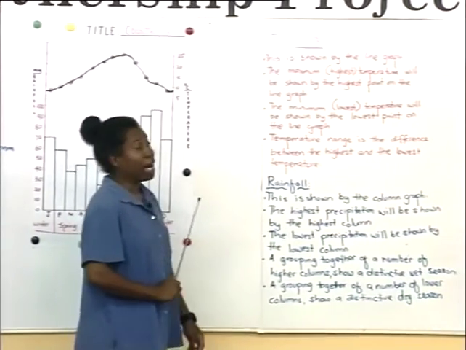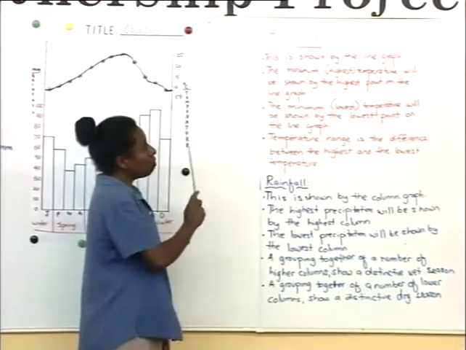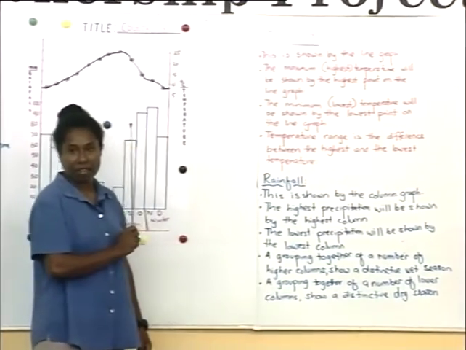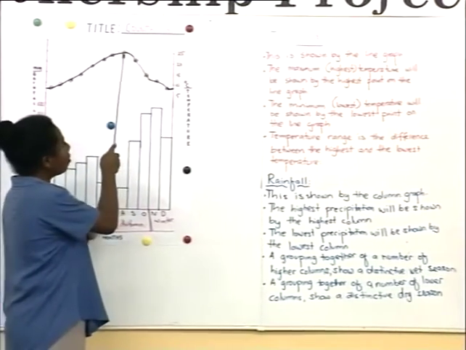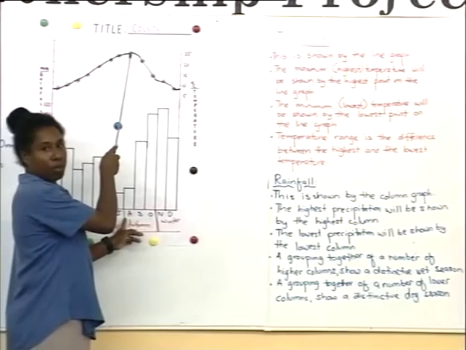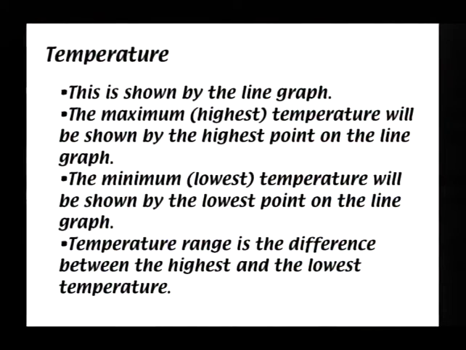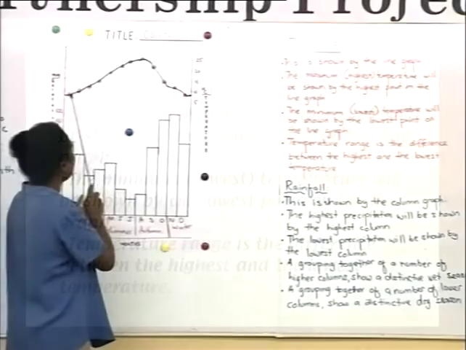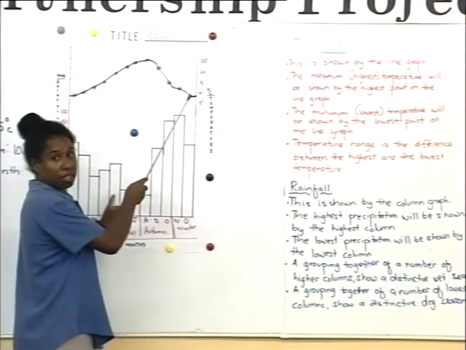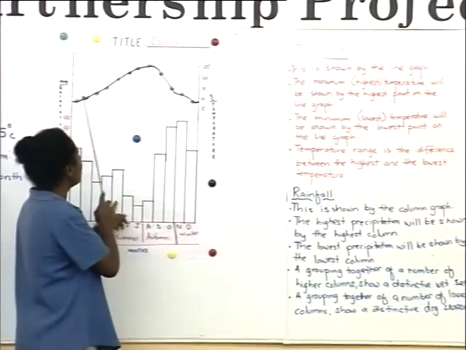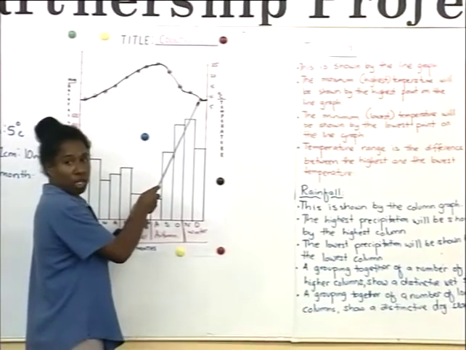The maximum or the highest temperature will be shown by the highest point on the line graph. This point is the highest point. Therefore, this is the point that represents the maximum temperature. Similarly, the minimum or the lowest temperature will be shown by the lowest point on the line graph. The lowest point on the line graph is this point and that point. Two of them are sitting on 8 degrees Celsius. So these are the two points that are the lowest according to our line graph.